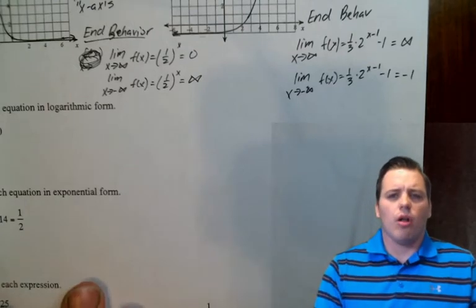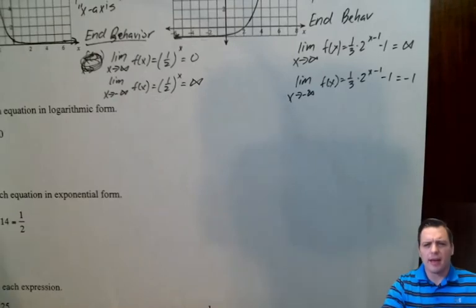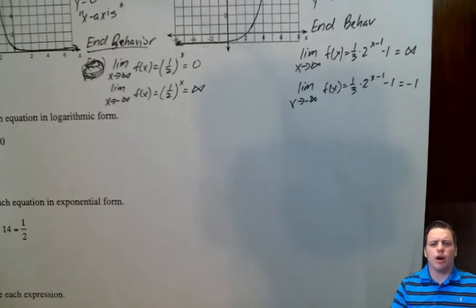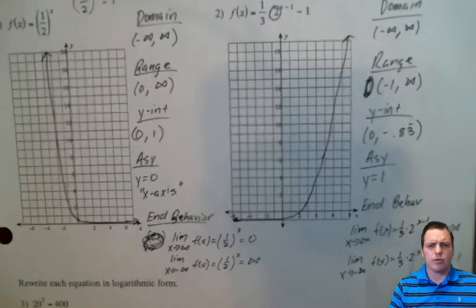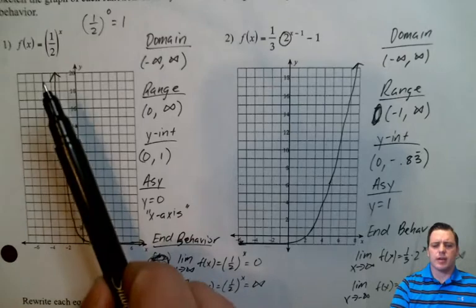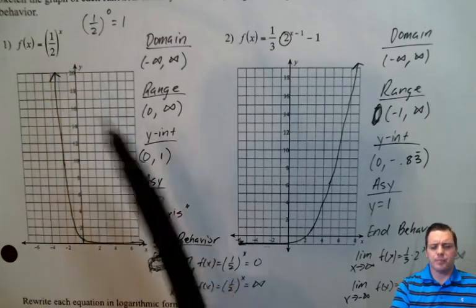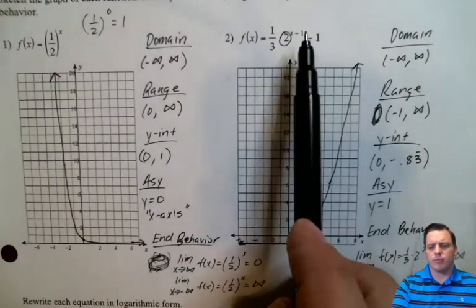So know all of that. Let me minimize me a little bit. Know all of that, and then make sure you know what exponential growth and what exponential decay looks like in the function and on the graph. Okay. So this would be exponential decay. Remember, b is less than 1. This would be exponential growth. b is greater than 1.